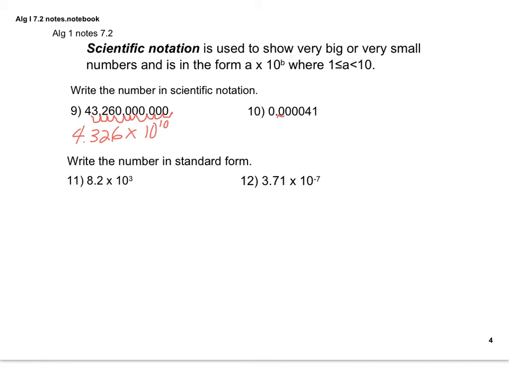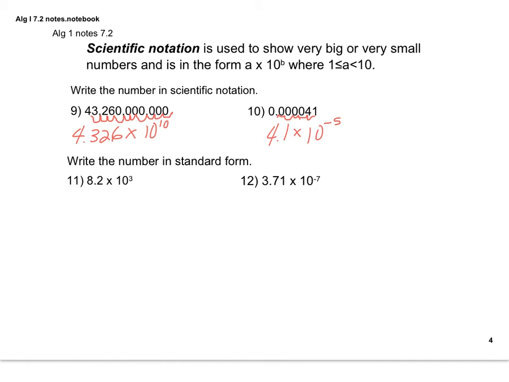So number 10 has us go in the other direction. So we've got a decimal, and we're going to go 1, 2, 3, 4, 5 spots. So in this one, we're going to have 4.1 times 10 to the negative 5th, because we had to go to the right in order to state that number. And let me recount my decimals there, because something on my screen came up that I didn't want. So I've got 1, 2, 3, 4, and 5. All right, that looks good.